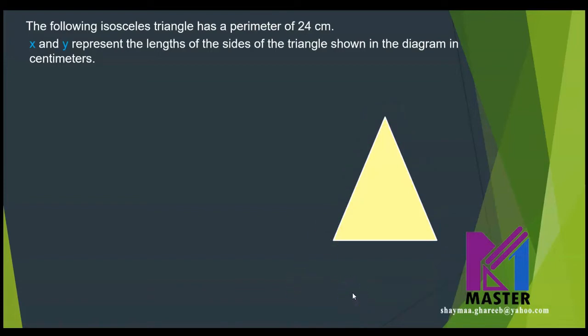So if this side is X, then this side will be Y. What about this side? We said this is an isosceles triangle, so this side will be Y as well, because these two sides are equal in length. Okay, so now I know all the information about this triangle, and its perimeter is 24. What is the meaning of perimeter? The sum or the total of all the sides.